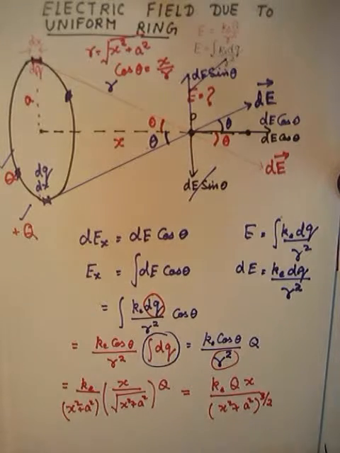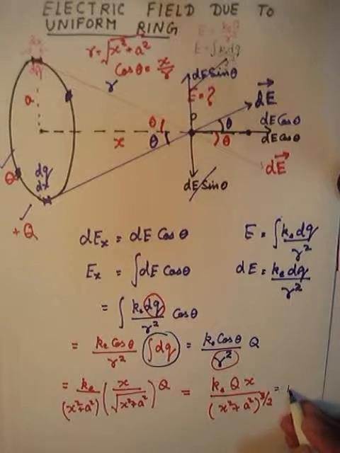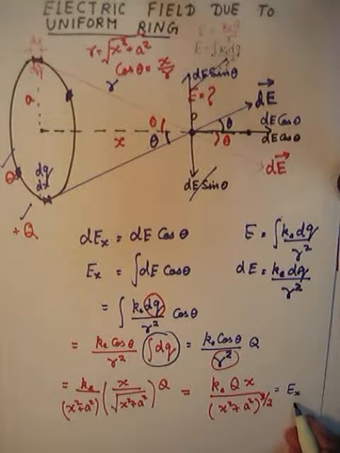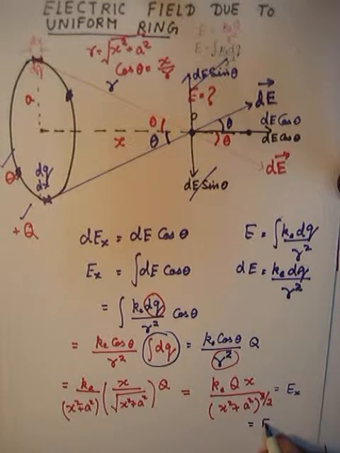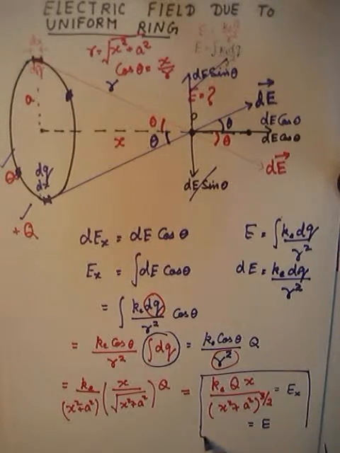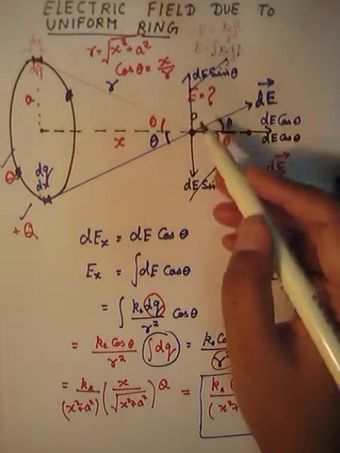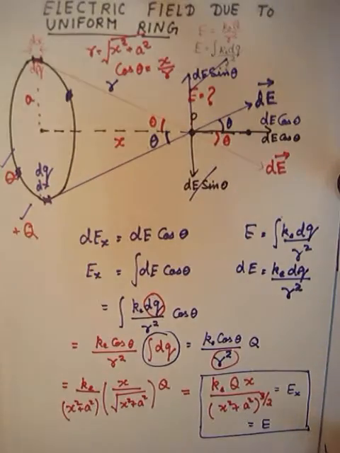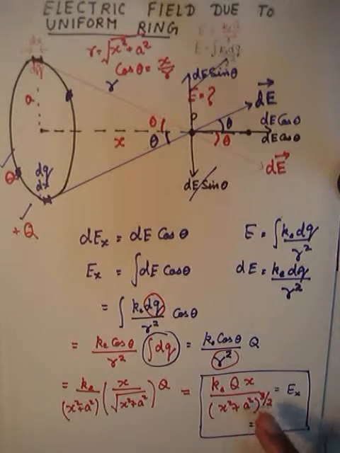So this will be the total electric field, which is the electric field along the x-axis, and it is also the total electric field because we'll have electric field only along the x-axis, as all the y components will cancel because of the opposite parts of the ring. Now let us study a few cases based on this expression.